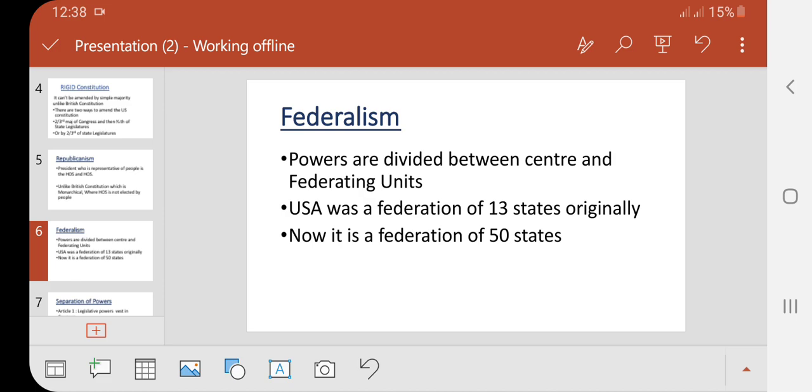Federalism. This is another important feature of the US Constitution. The powers are divided between the center and the federating units. By federating units I mean the states. Originally the USA was a federation of 13 states. Now it's a federation of 50 states.